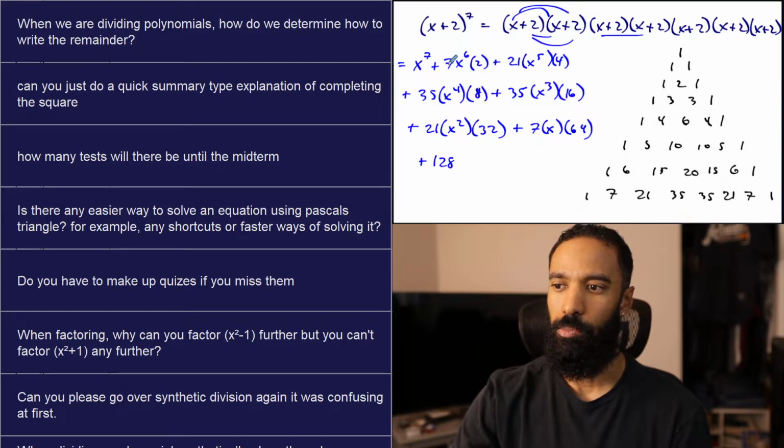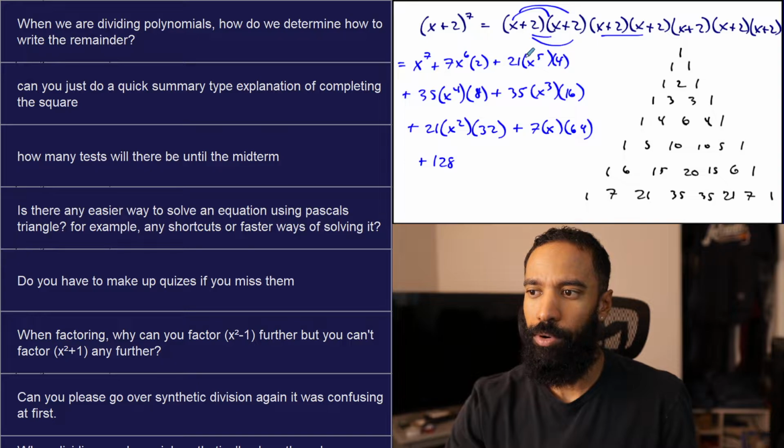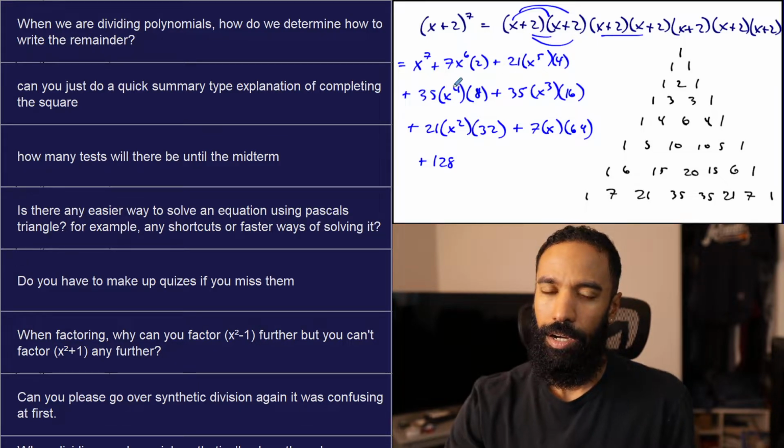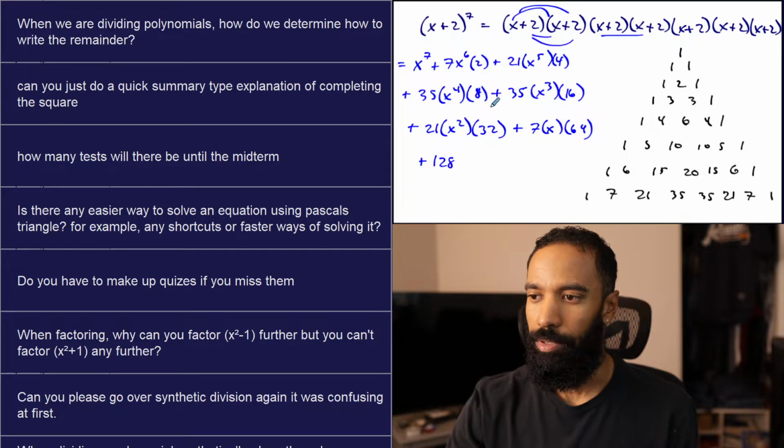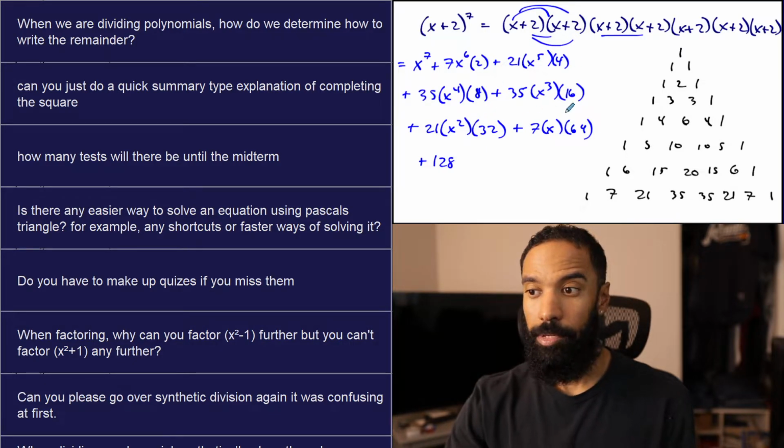Now all I have to do is multiply 7 by 2, which is 14, 84, 280. I can't do that one really fast. And so on, right? And then I'm done.